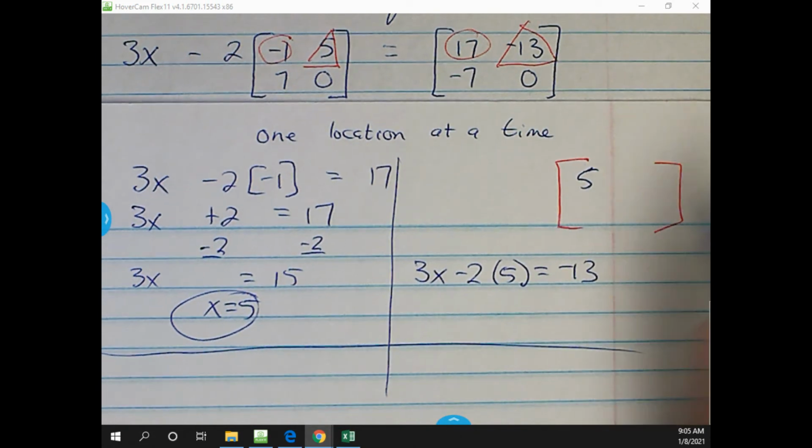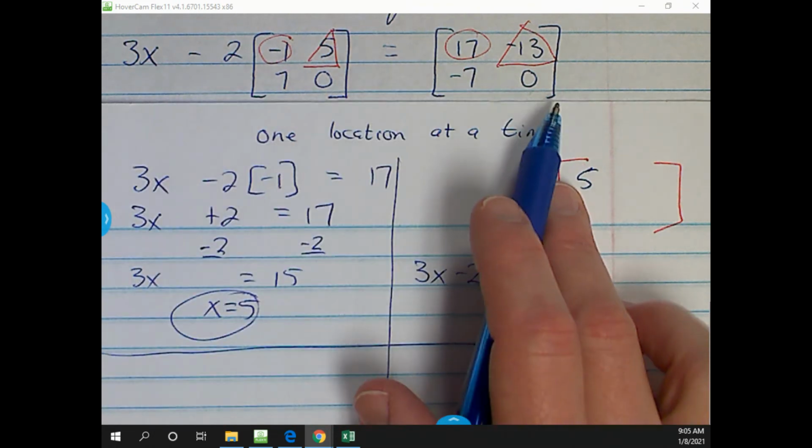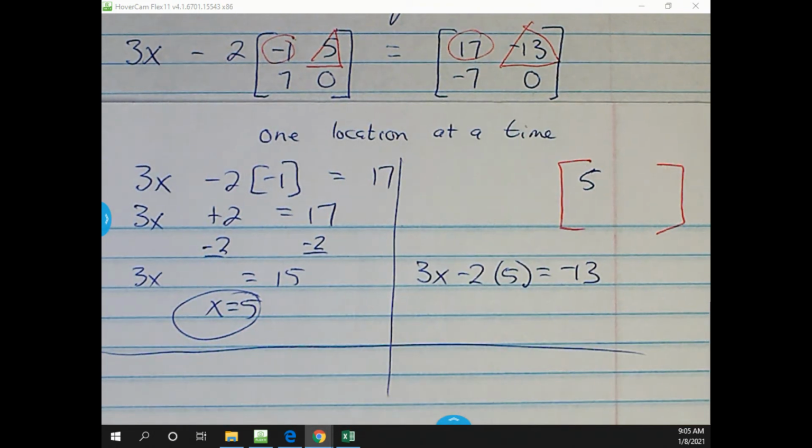And then you could go back and do it for the bottom left corner, and then you can do it for the bottom right corner. And you can solve it one piece at a time and then bring it all back together. It takes a little bit longer.